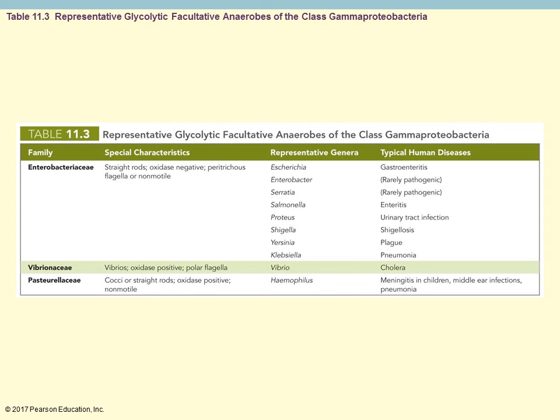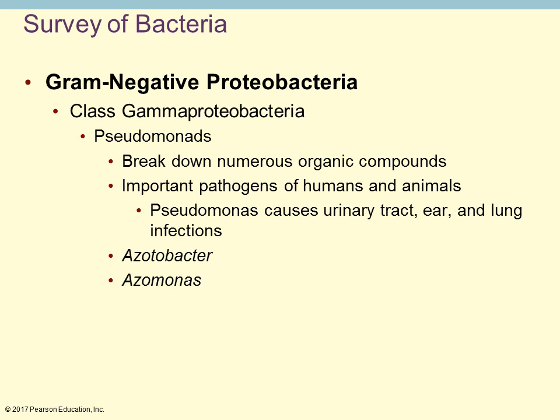Vibrioaceae, Vibrio causes cholera. So this is where a lot of your human pathogens are found within these groups. Pseudomonads, they are able to break down a lot of organic compounds, and so they're being looked at from environmental microbiology in terms of bioremediation, using microorganisms to break down hazardous materials.